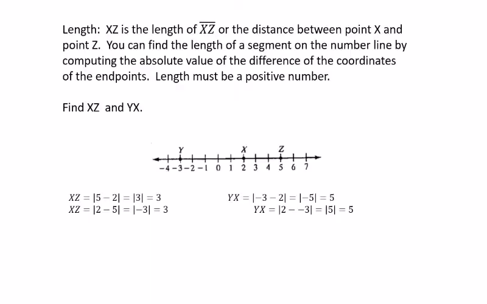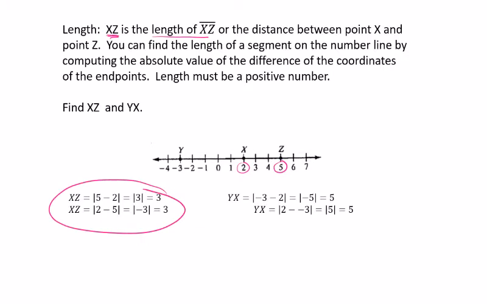So just to give you an example and put a visual with this. If I ask for XZ, or the length of segment XZ, it's the distance between point X and point Z, right? And so what we can do is find the real number that's associated with X and Z respectively, right? So 2 and 5, and then we can just find the difference of those. We want the absolute value difference, right? So no matter how we subtract, 2 minus 5 or 5 minus 2, we're going to get 3 either way because we're doing the absolute value, okay?